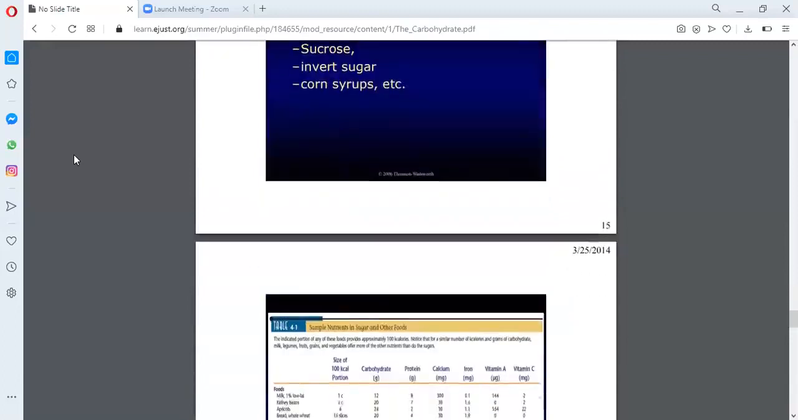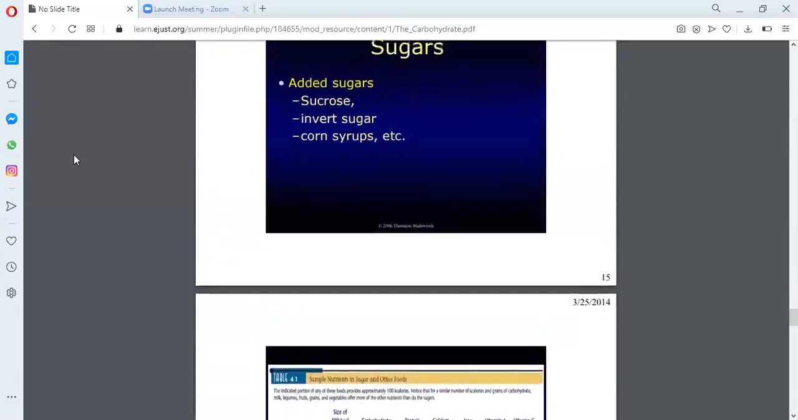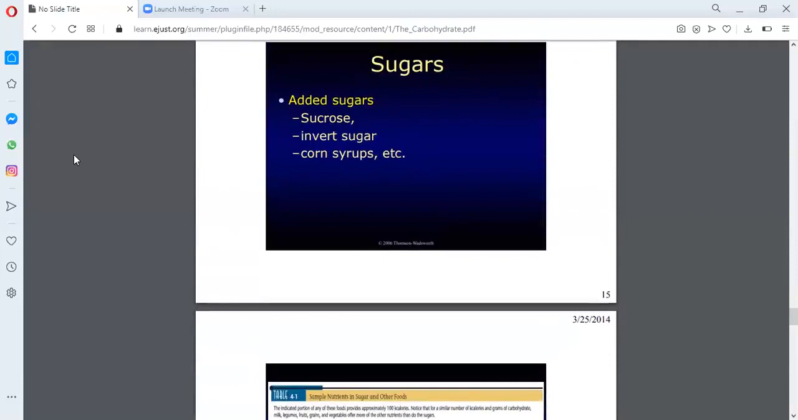Okay, sugar, added sugar. Anything you add is called added sugar. حتى لو ضفت عسل انت على طعام انت بتاكله صار added sugar. Okay, so once we talk about added sugar, there are different types of added sugar.